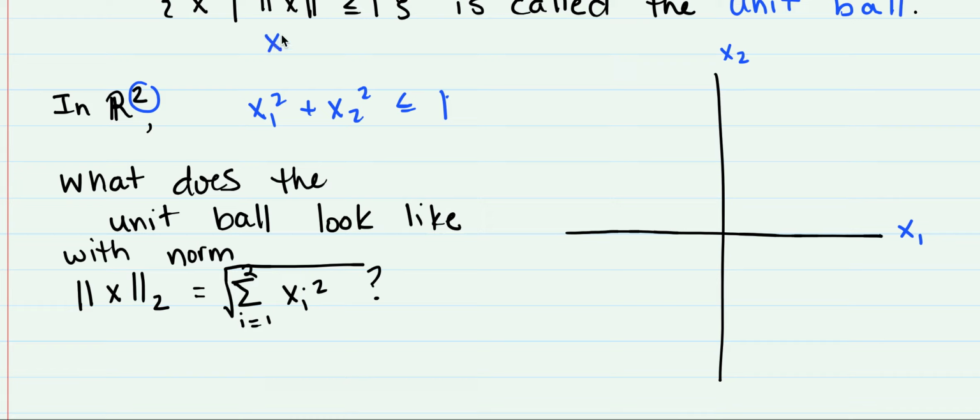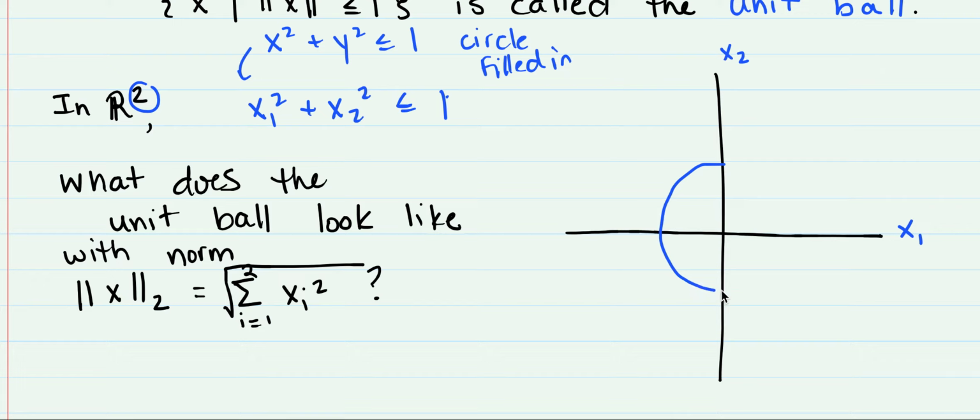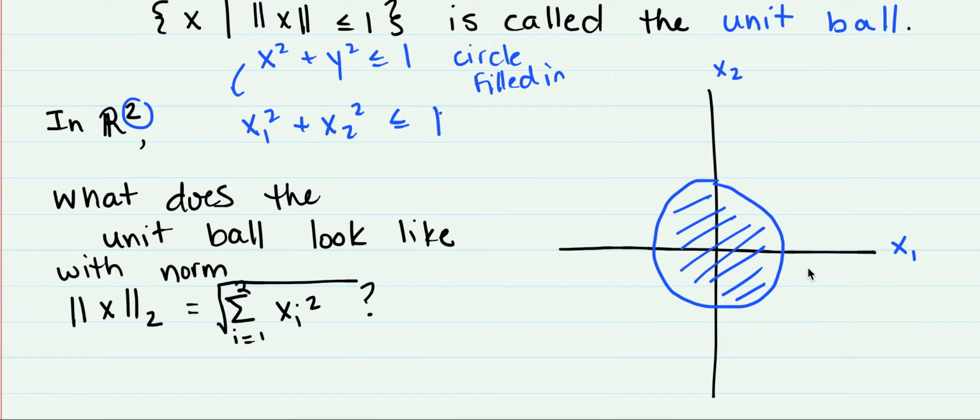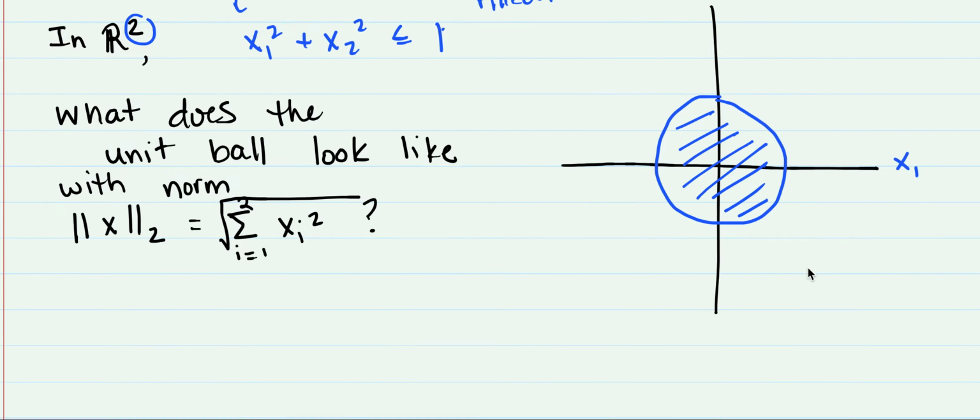Well, this should remind you of this formula, which is the formula of a circle filled in. Right? If it was equal to 1, it would just be the unit circle. But because we can also be less than 1, we fill this in. So this is the unit ball with this particular norm. Okay, nothing strange there.